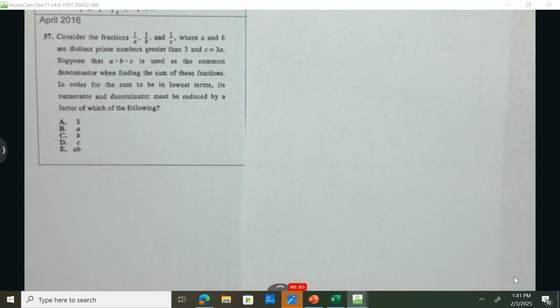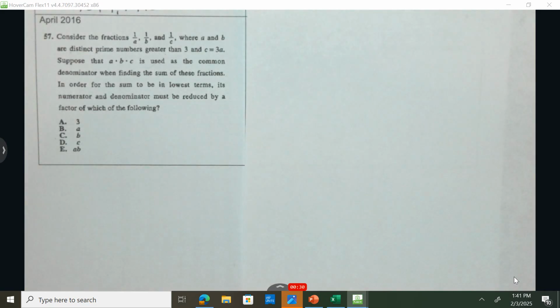Consider the fractions 1 over a, 1 over b, and 1 over c, where a and b are distinct prime numbers greater than 3, and c is equal to a times 3. Suppose that a times b times c is used as a common denominator when finding the sum of the fractions. In order for the sum to be in lowest terms, its numerator and denominator must be reduced by a factor of which of the following.